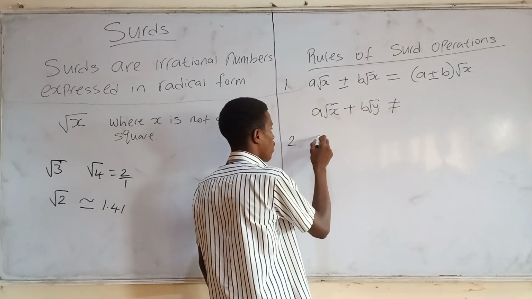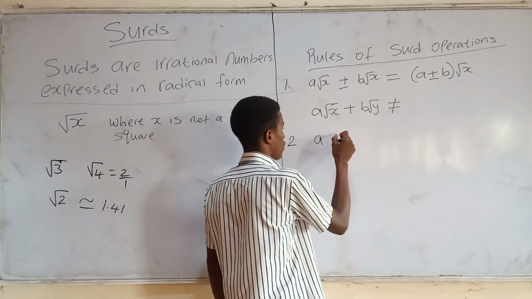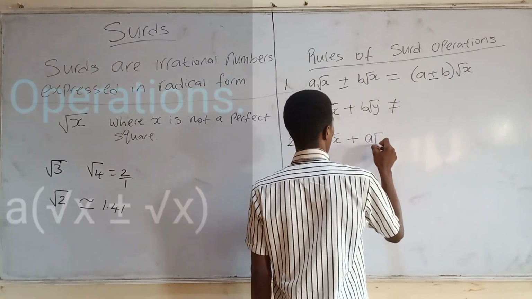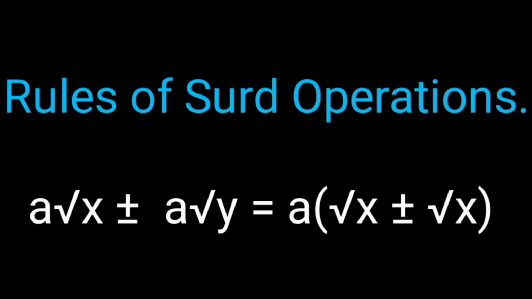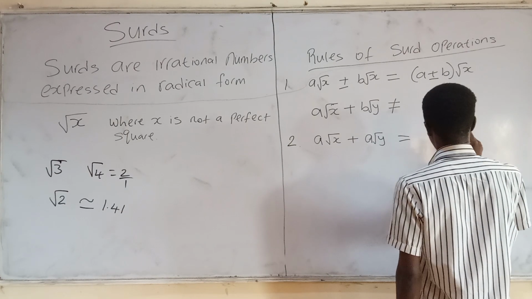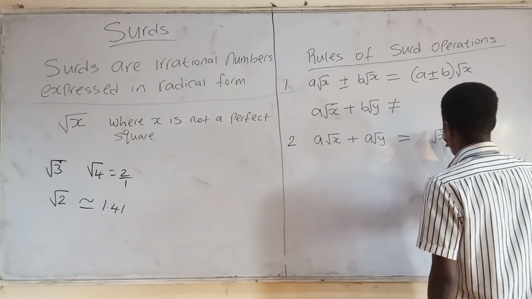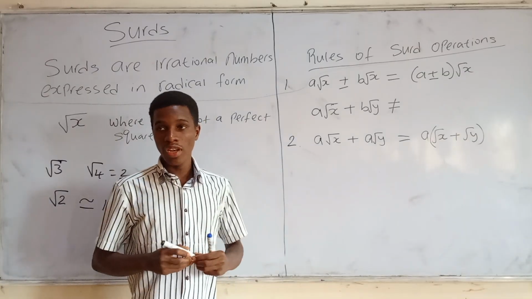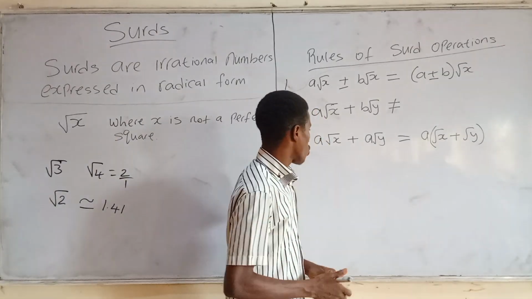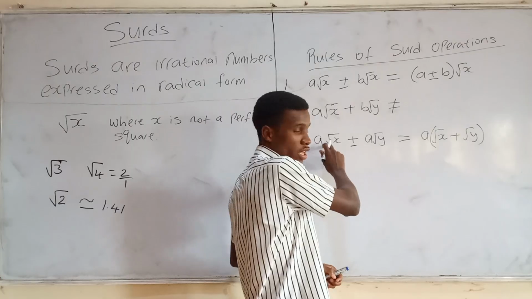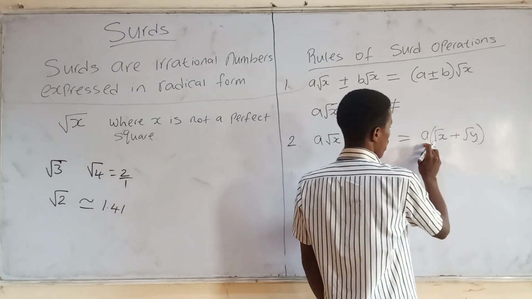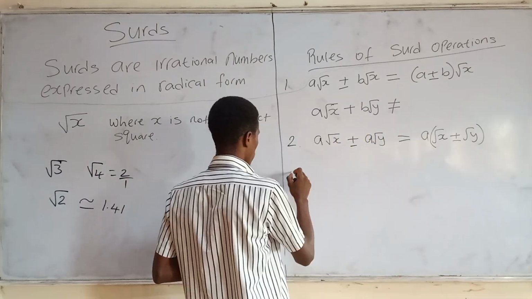The next one, then we have a surd x plus a surd y. This is equal to surd x plus surd y, multiplied by what? a. See the similarities and the difference here. The same thing applies to minus. If here it is a surd x minus a surd y, you will write it this way: a bracket, just this same way.